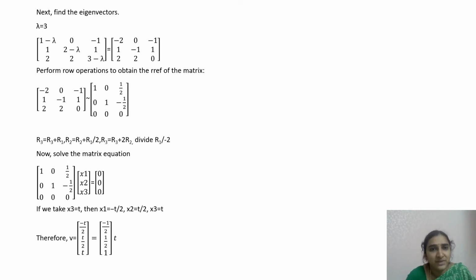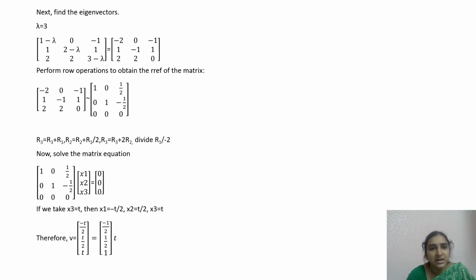Next, find the eigenvectors for the corresponding eigenvalues. Lambda is equal to 3. Consider the matrix [1 - lambda, 0, -1; 1, 2 - lambda, 1; 2, 2, 3 - lambda]. Substitute lambda is equal to 3 in the given matrix, which would result in the matrix [-2, 0, -1; 1, -1, 1; 2, 2, 0]. Perform row operations to obtain the row reduced echelon form of the matrix.